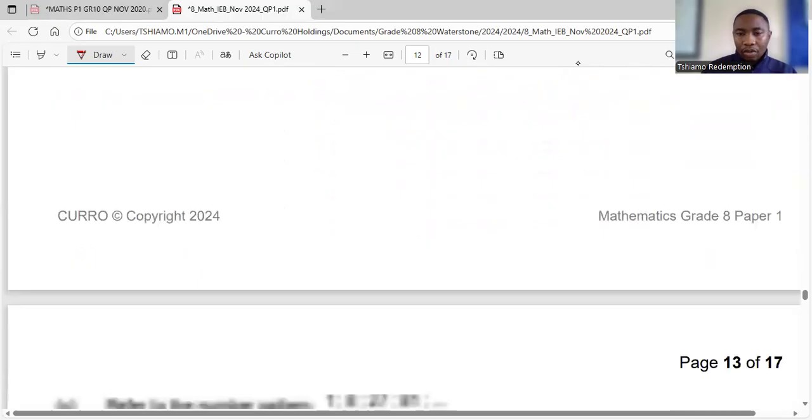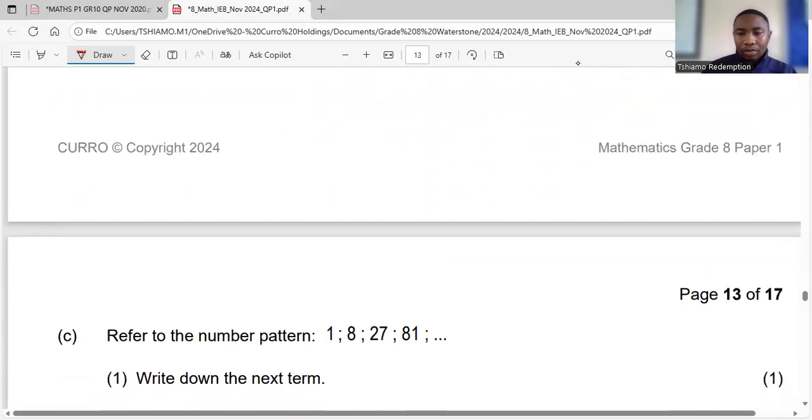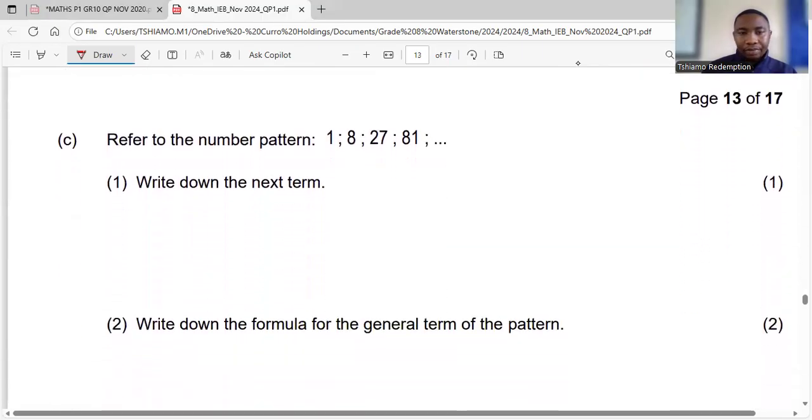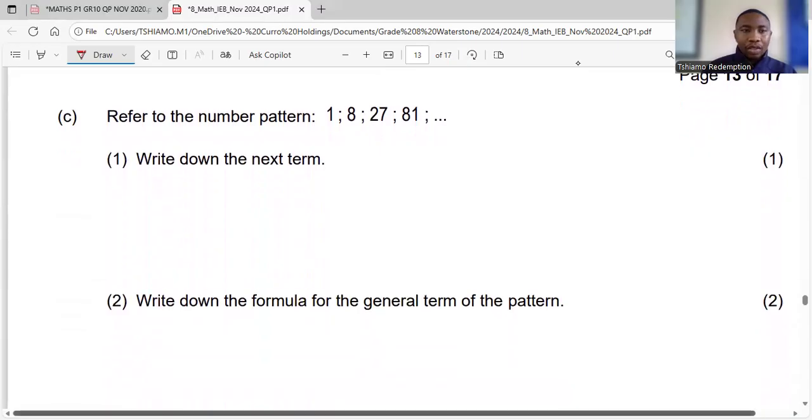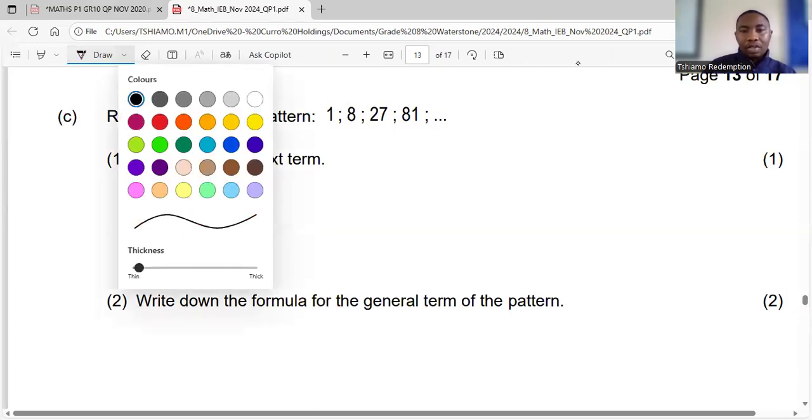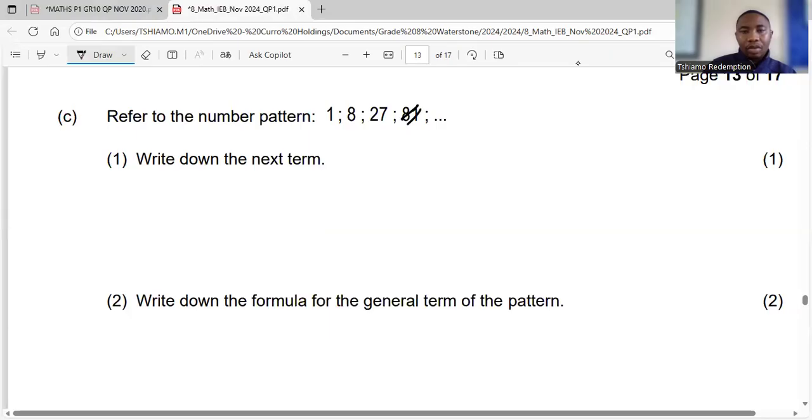Okay, moving along. Okay. So let's look at this question. Refer to the number pattern 1, 8, 27, 81 here. There was a typo here. This is actually 64. So let's fix it here. Now it was actually 64. Write down the next term. So what will be the next term here?